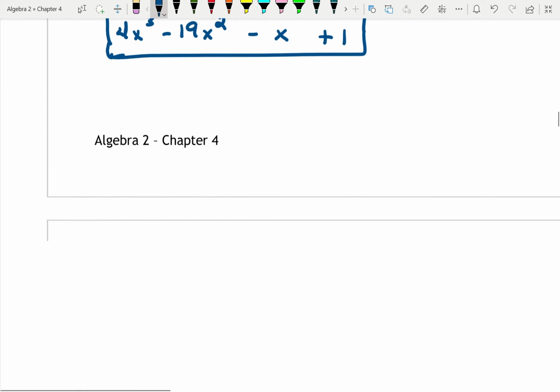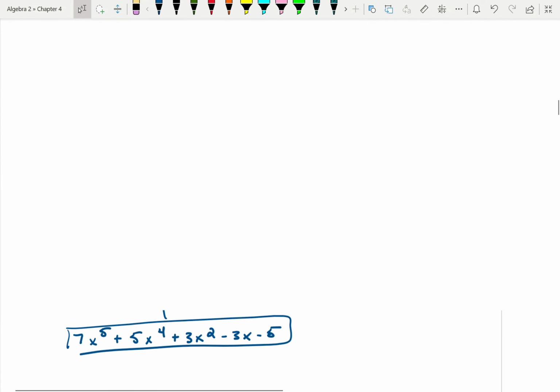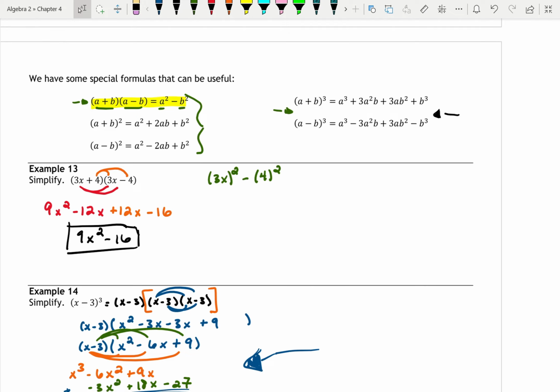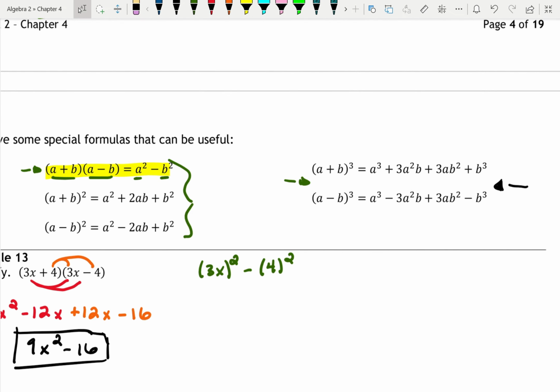All right, is that the ending or do we have more? Oh, that is the ending. All righty, there we have it. Again, I want to go back up to these formulas. These are good formulas to know, and that highlighted one is probably the most important one. That one we really want to know. That one's sometimes called the difference of 2 squares. All right, that was Chapter 4, Section 2.